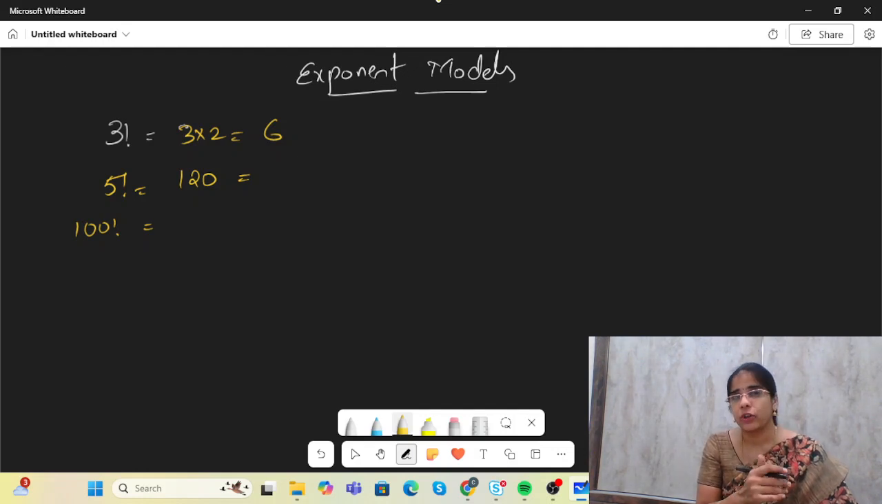Like if at all I say, if it is 100 factorial, what is the number of zeros at the end of the given number, right? So for the number of zeros, I just have to think about the power of 10 there, isn't it? So that's the exponent model I'm talking about, right? So now try to start with questions like this.